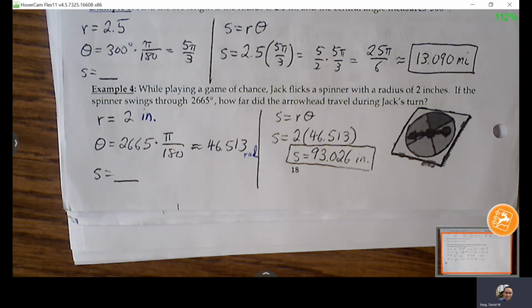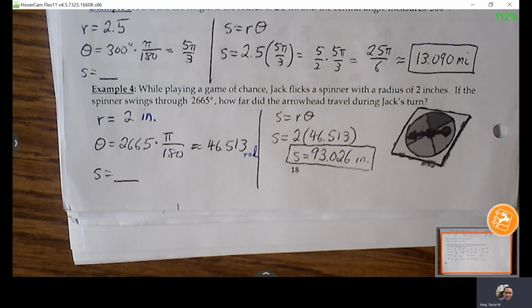Why is it not 180 over pi? Yeah. The reason why is because we're starting with degrees. So that means I want degrees to be above each other, because I want my theta to be in terms of radians. Because if I want to use S equals R theta, that theta has to be in terms of radians. So if I have degrees to start with, I need degrees below to cancel those units out. Does that make sense?